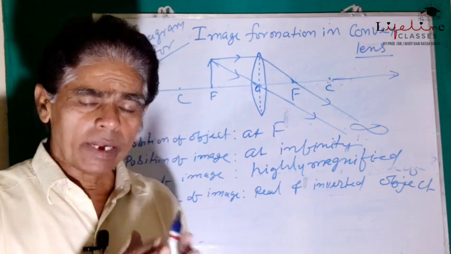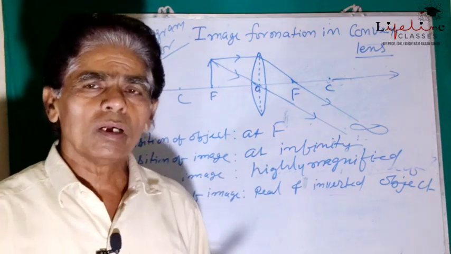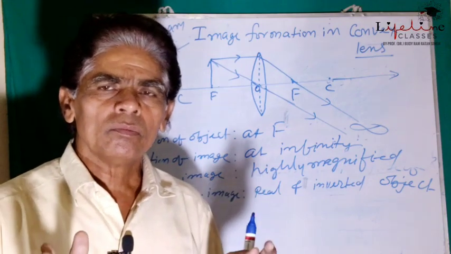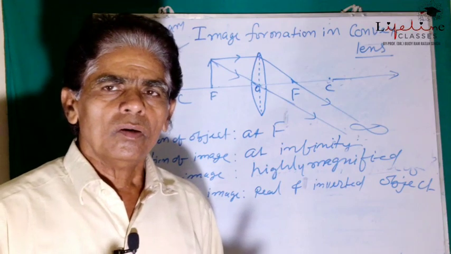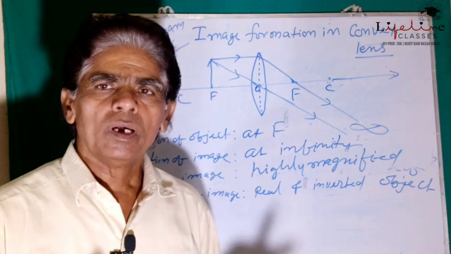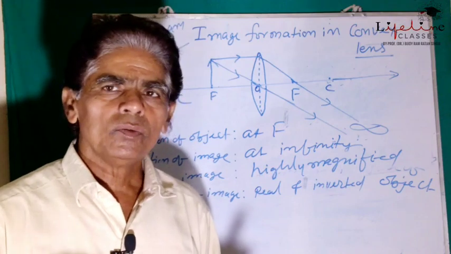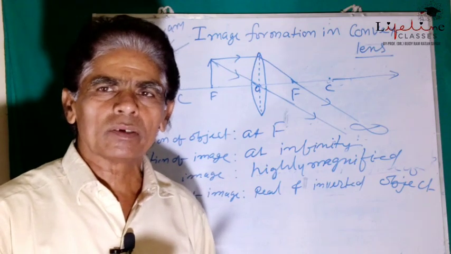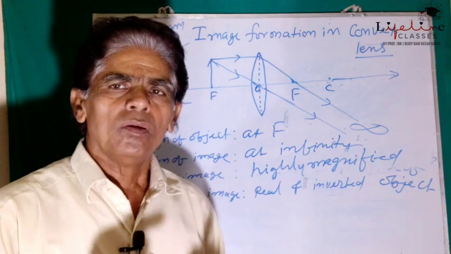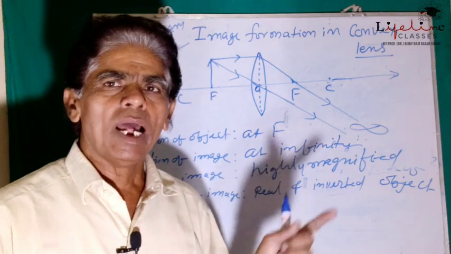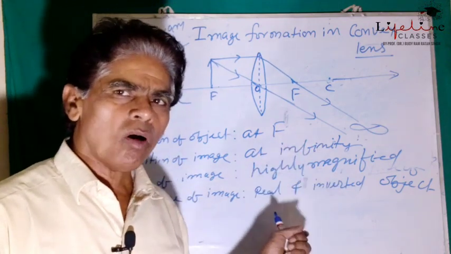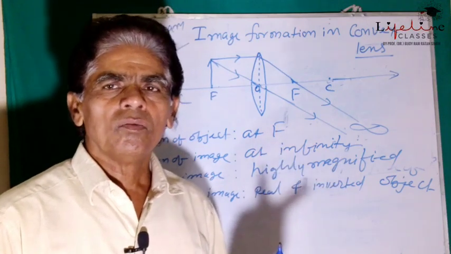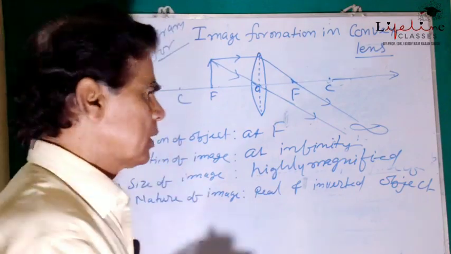Means when the object is placed between F and O, what will happen? The rays passing through the lens get diverged, and these diverging rays never meet really or actually. If they are extrapolated, means produced in backward direction, they appear to meet at a point behind the object, and this will indicate the virtual image of the object.